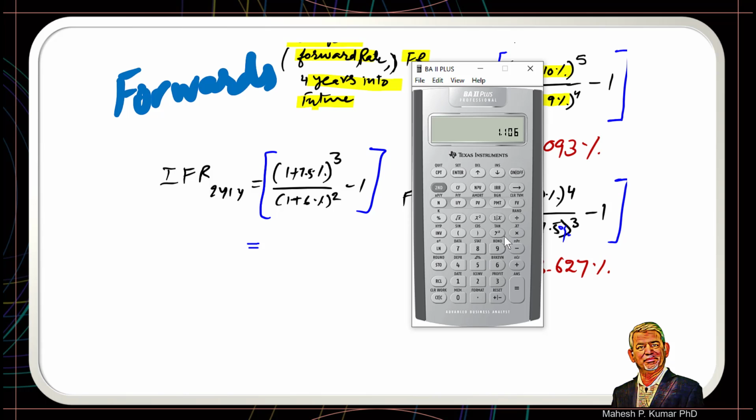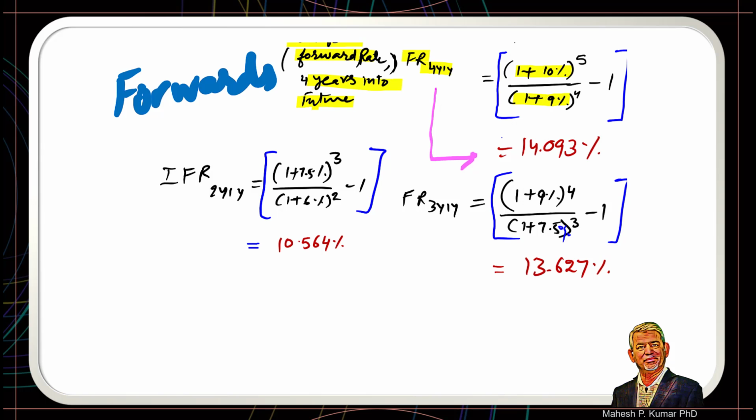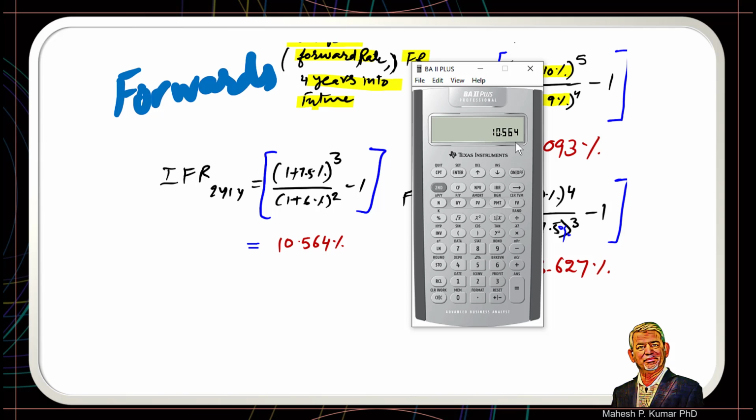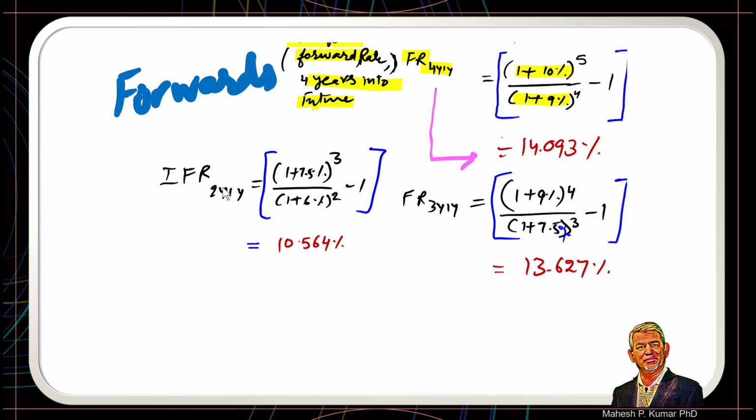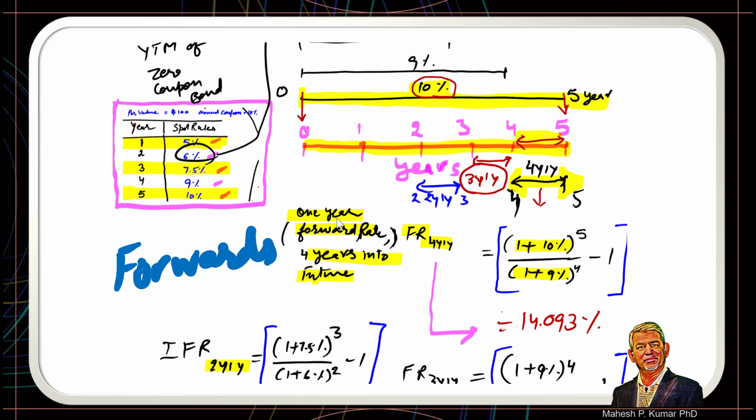which gives us 1.106, minus 1, and times 100. So this gives us 10.564%. So this 10.564% is the 1 year spot rate 2 years from now. So that is our 2y1y. But we need a couple more numbers here.